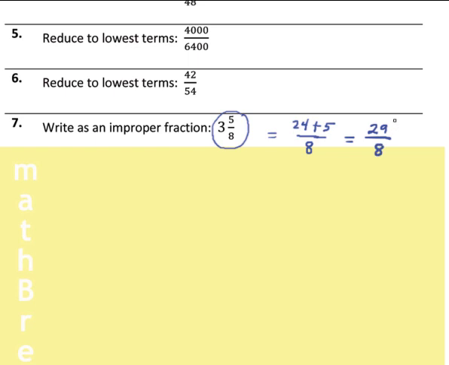Now this is called an improper fraction because the numerator is larger than the denominator. So this represents more than one whole. 8 over 8 would be one whole, and if the numerator is bigger than 8, it represents more than one whole. So that's why this fraction, 29 over 8, is called an improper fraction, again, if the numerator is larger than the denominator.